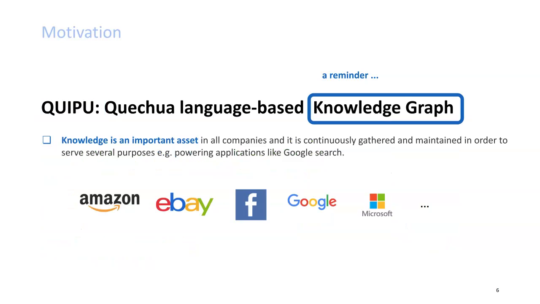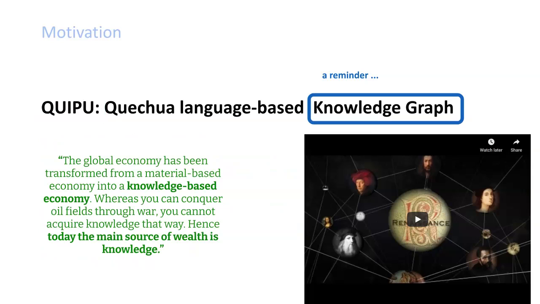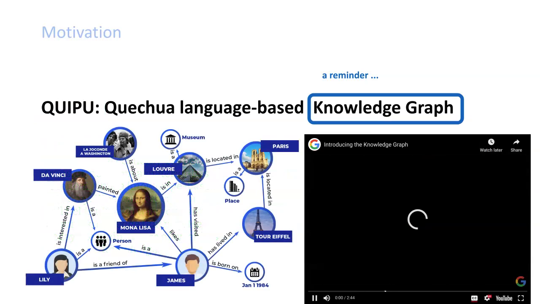And what are knowledge graphs? They are an important asset for many companies like Amazon, eBay, Facebook, Google, Microsoft, etc., because they all want to store, maintain, and keep knowledge. Before, the economy was based on material goods, but nowadays our economy is based on knowledge. So the more knowledge you have, the richer you probably are. Today the main source of wealth is knowledge, basically.